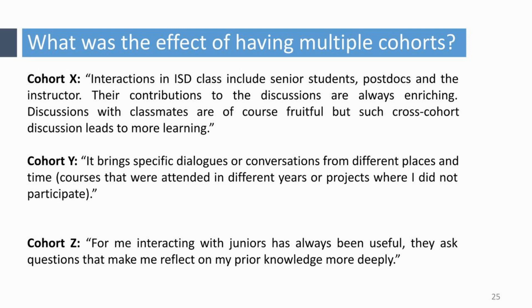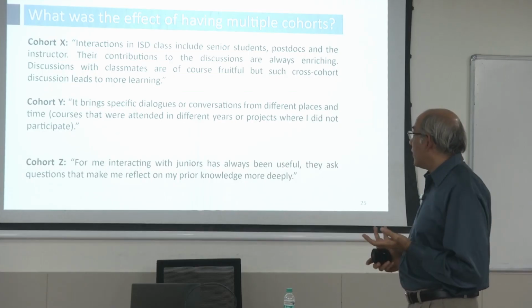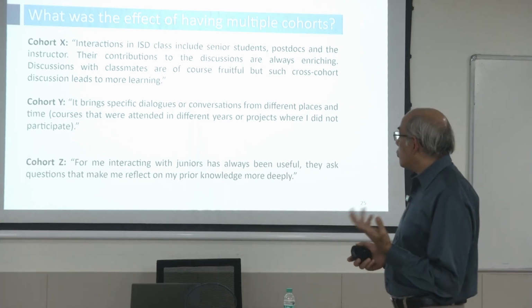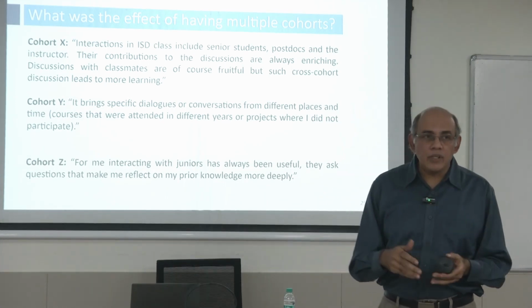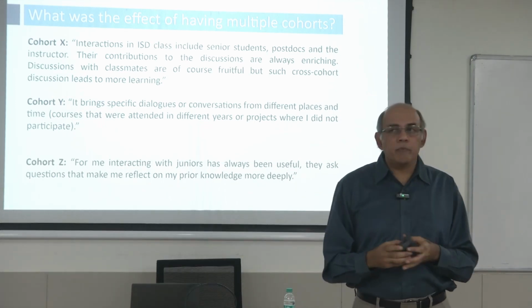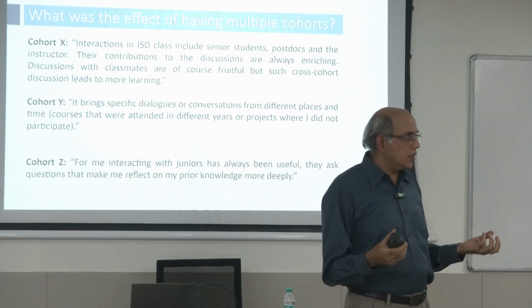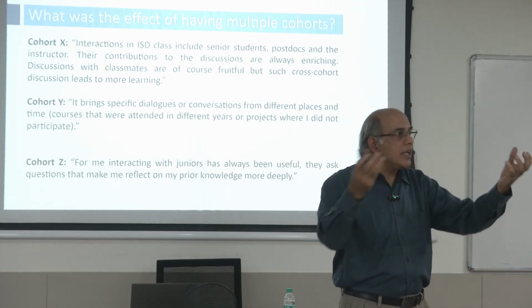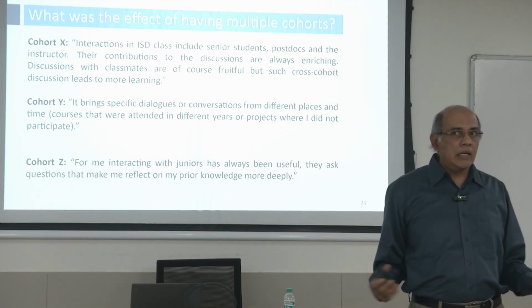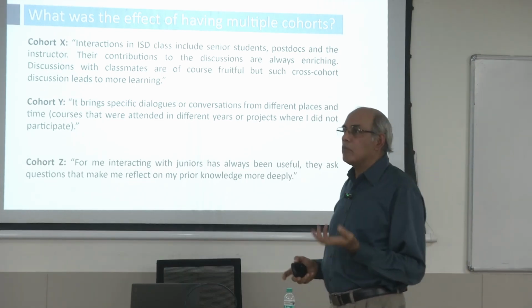Okay, so now what was the effect of having multiple cohorts? We had so many different students in the class. Cohort X felt that interactions including senior students and postdocs contributed to the discussions. They felt that discussions are fruitful, but cross-cohort discussions lead to more learning, because often one of them would chime in. So they were kind of additional instructors that became available to me in the class. It was not that I was the only instructor. There were many others contributing to the discussion, and cohort X was able to learn from almost all of that.